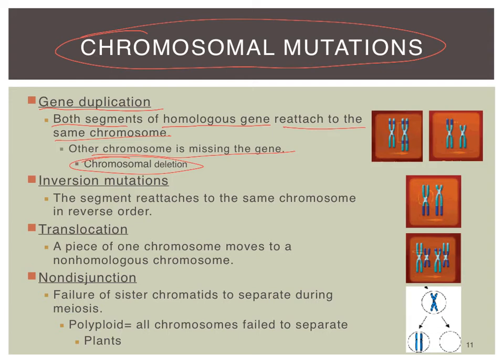Okay, an inversion mutation is when the segment that crosses over reattaches to the same chromosome, but in reverse order, so it just flips. So it would be getting read backwards.